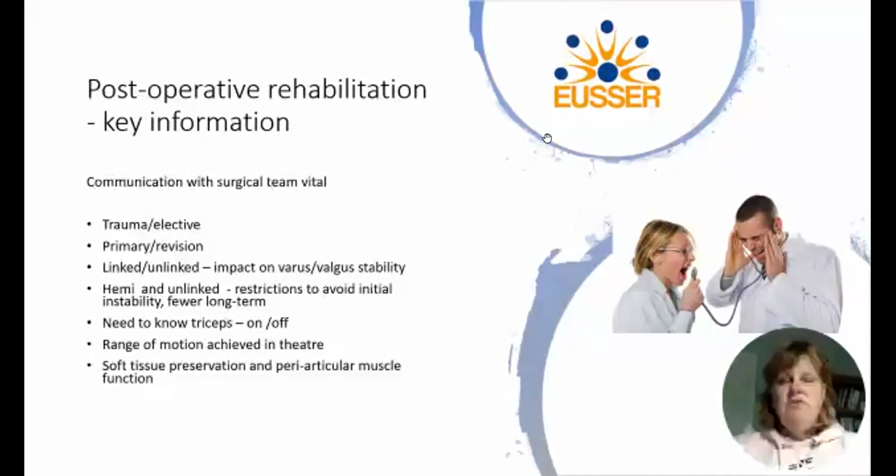We need to know, really importantly as well, what range of motion was achieved on the table at the end of surgery, as again this will help guide us as to what future range we're going to achieve with our patients during the rehabilitation process, so we can set realistic goals and expectations with these patients. We also need to know about soft tissue preservation and periarticular muscle function, because again that's going to help us in terms of guiding our rehab strategy.